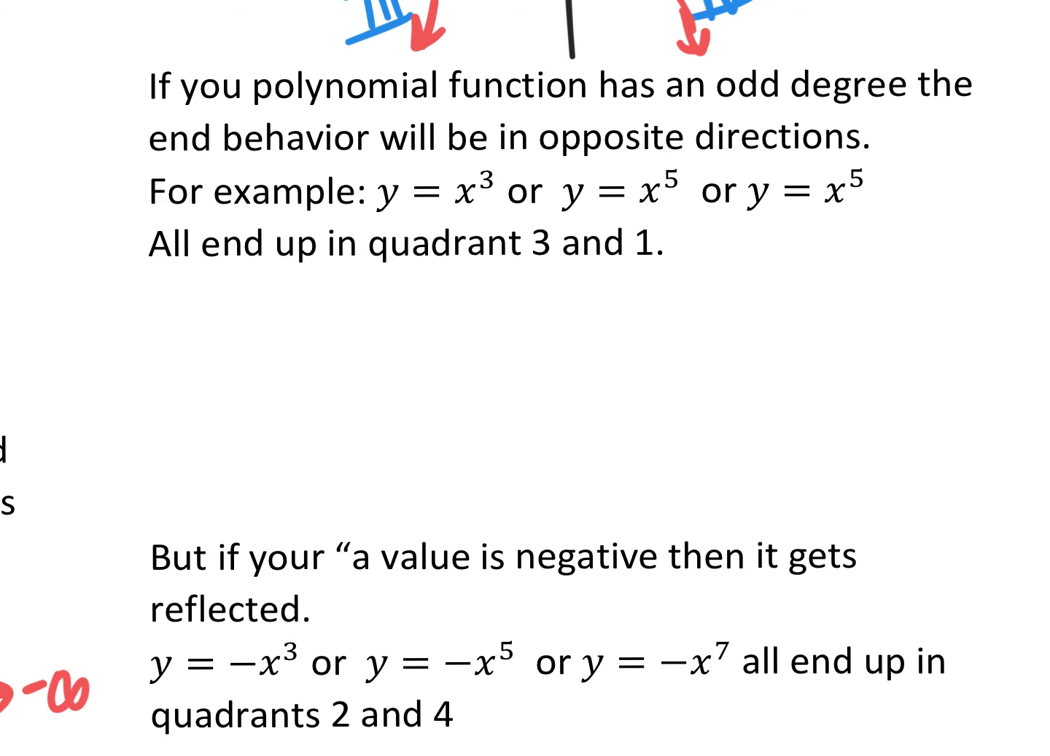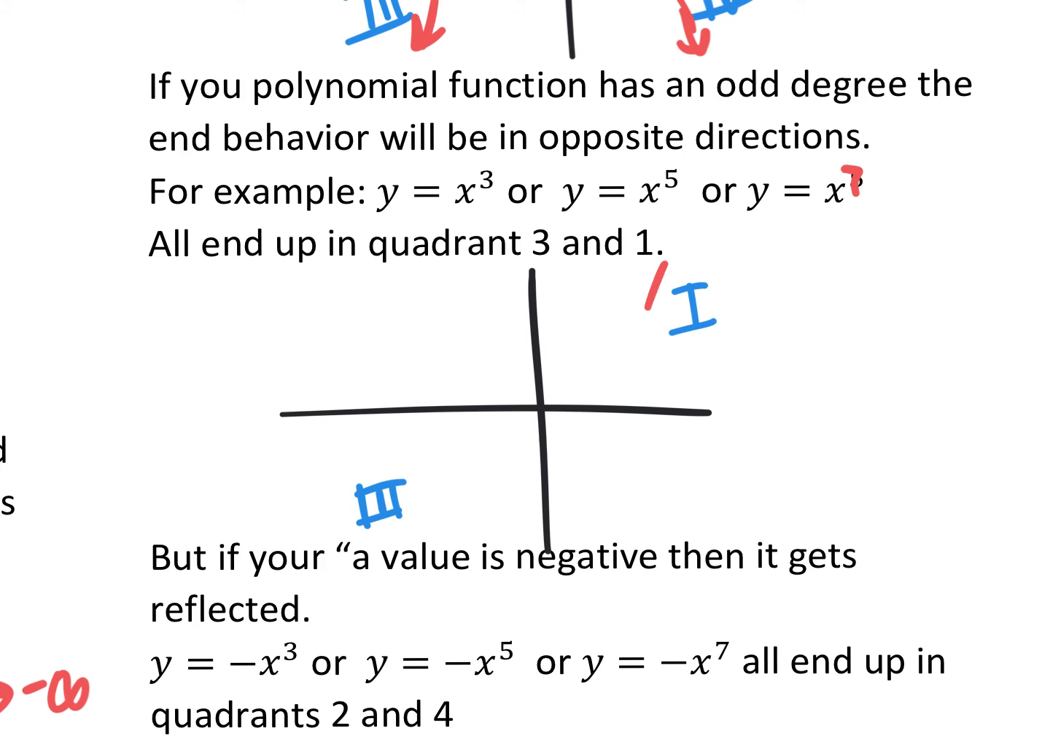What about if you have an odd degree function? And there was a typo right here. This should have been a 7. Sorry. But if I have all these odd degree functions, y equals x to the 3rd, y equals x to the 5th, y equals x to the 7th, where's the end behavior going to be at? What quadrants? First and third. That's right. Up here and down here somewhere, right? Who knows? Maybe it goes up, down, up, like that. Who knows, right? And that all depends on your degree.